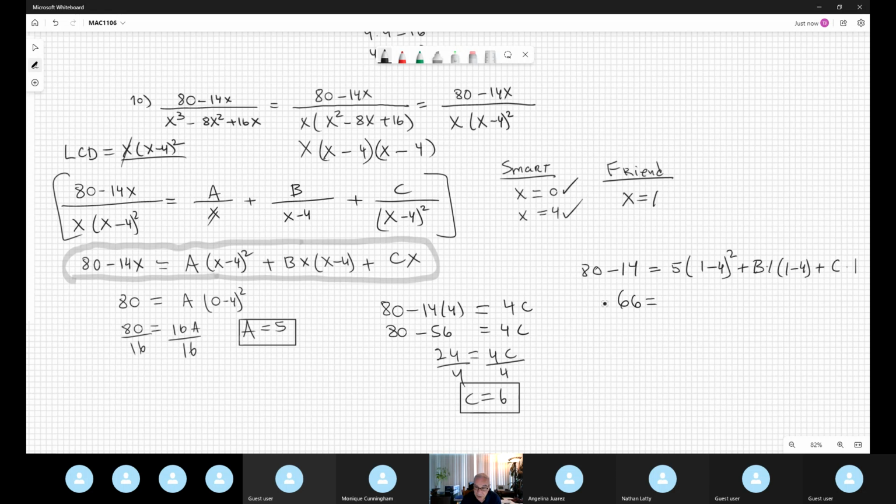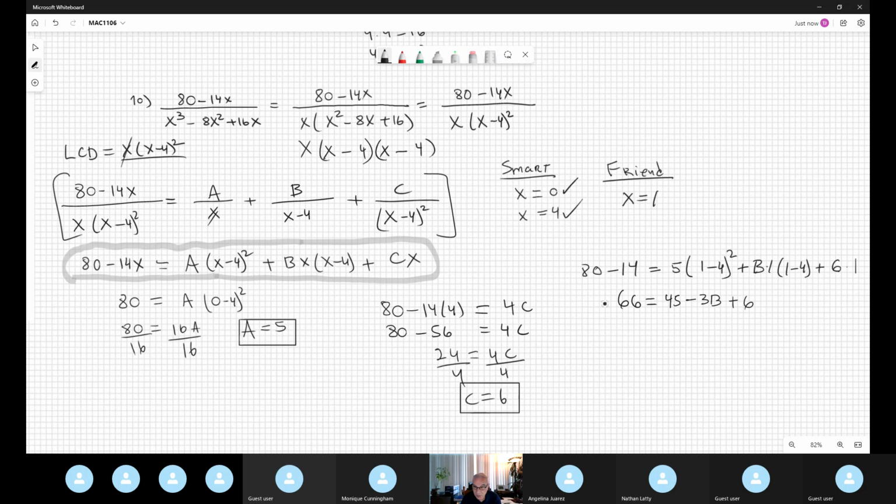1 minus 4 is negative 3, and negative 3 squared is 9. And 9 times 5 is 45. Plus something. This is 1 minus 4, which is negative 3, times 1 is negative 3. That actually is negative 3, not positive. Let me erase this positive, and you put negative 3b. Negative 3b. Plus, I don't understand the reason I put C here. C is 6, and in my problem I said there is no reason to put C because I found it's 6.